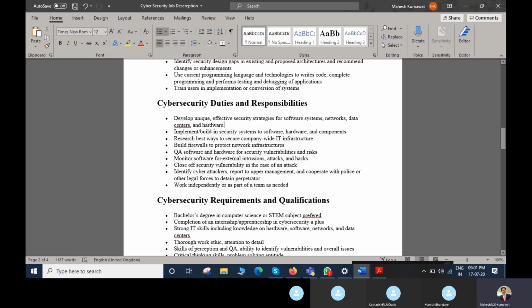Monitor software for external intrusions, attacks, and hacks. So how are we going to monitor software for external intrusions? Different types of external threats, intrusions will be coming, attacks will be there. So how are you going to monitor it?